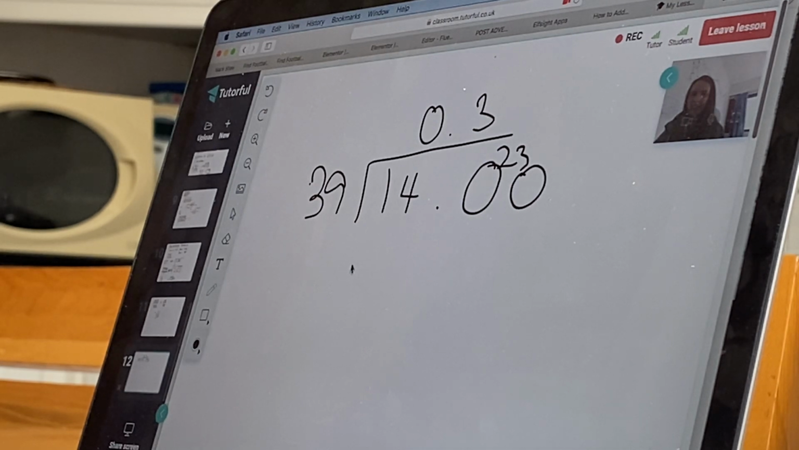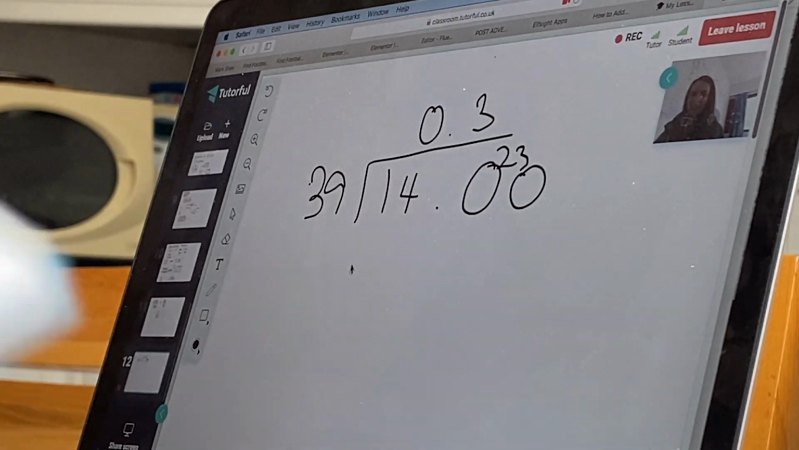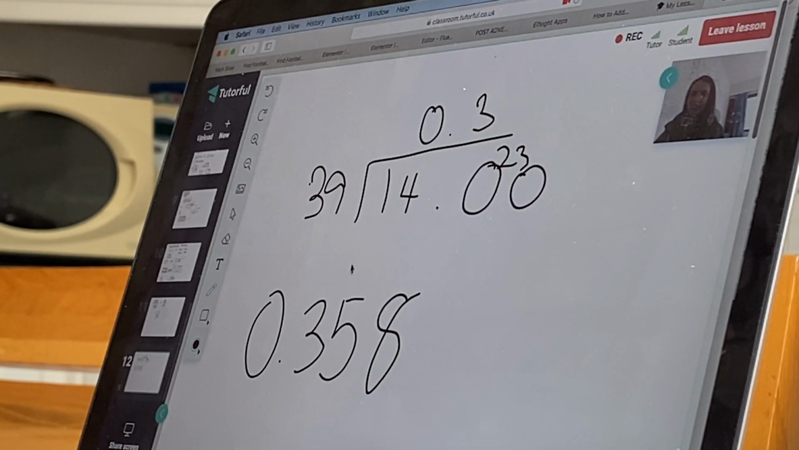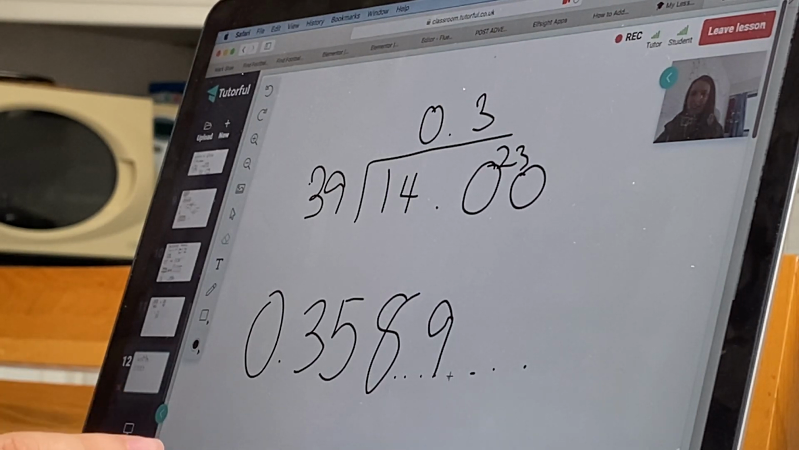Wait, I got 0.358 recurring. Yeah, 8, that's fine. Recurring. That's okay. It shouldn't be recurring, but don't worry about going further than that, because this is quite a hard division to do. So there's 8, and then we should get 9 something else. But you're in about the right place. Yeah, perfect. So that was quite a hard division to do.